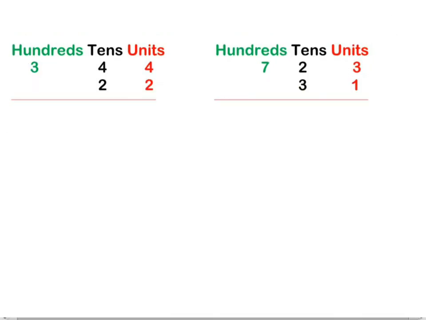Let's move on. Okay, so we're doing our units first. 4 times 2 is 8. 2 times 4 is 8. And 2 times 3 is 6. 6. There we go. Then we're going to do our tens. We're still going to write our 0 down. 2 times 4 is 8. And 2 times 4 is 8. And 2 times 3 is 6.